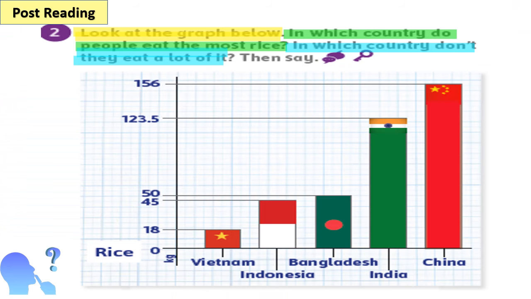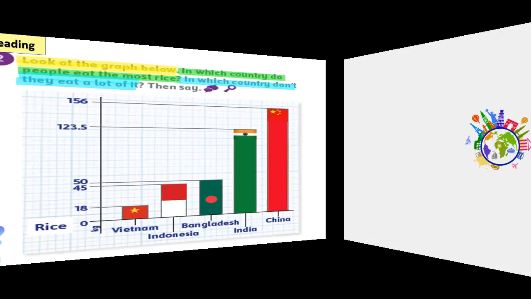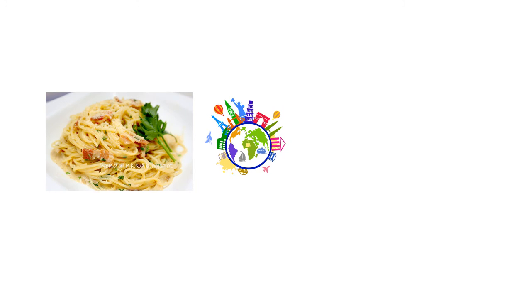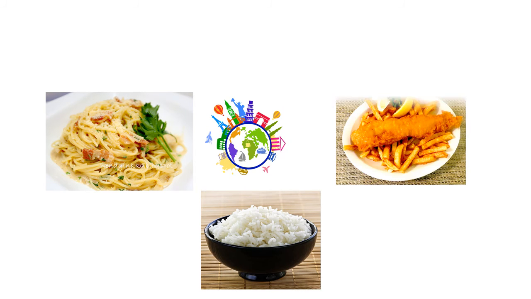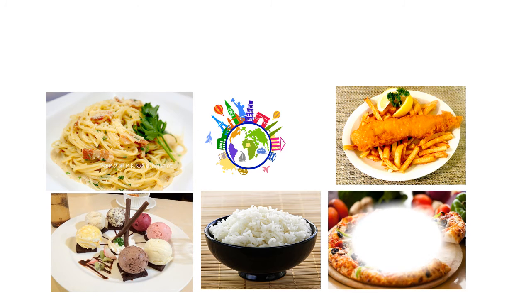Okay, now look at this graph. In which country do people eat the most rice? What do you think? China, excellent. Okay, in which country don't they eat a lot of it? In Vietnam. Okay, thank you. So these are some food around the world.